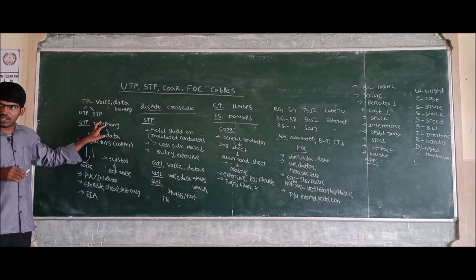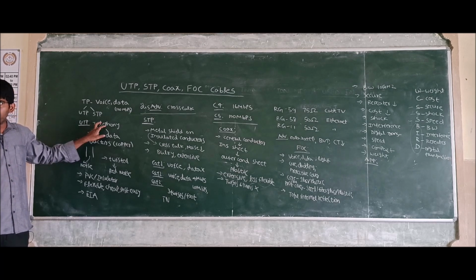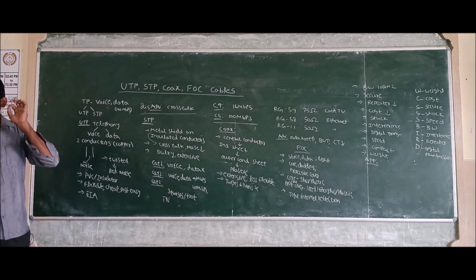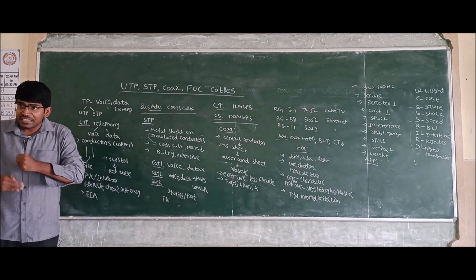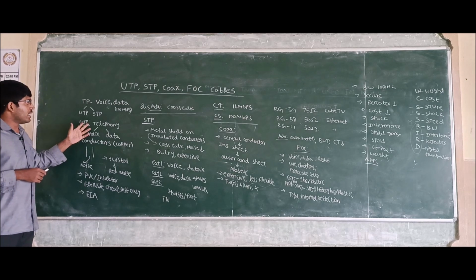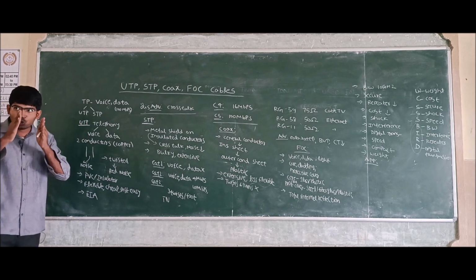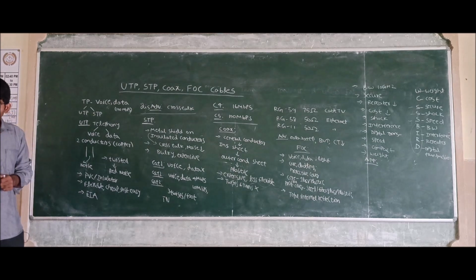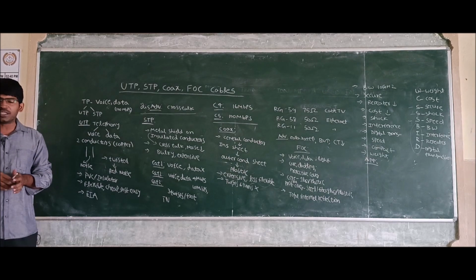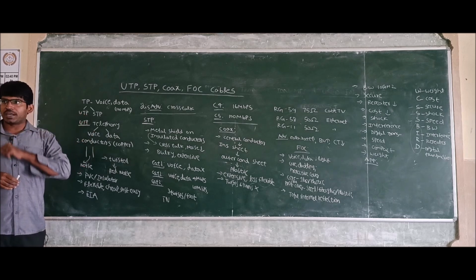UTP was used in telephony, and now also we are using UTP for telephony. Compared to UTP, STP is more costly because we are using the additional shield for the twisted pair. Here in the twisted pair we are using two conductors. We are sending the information between these two conductors.